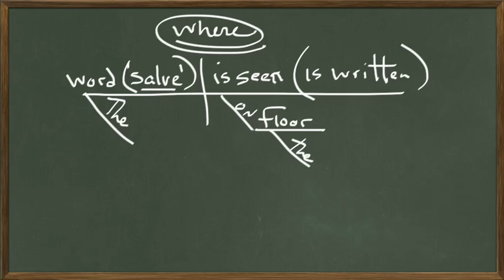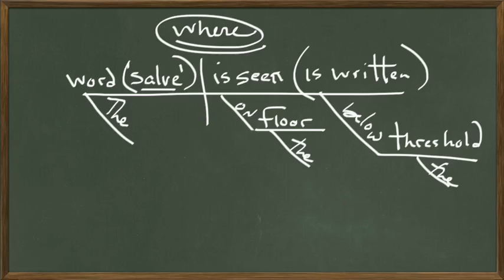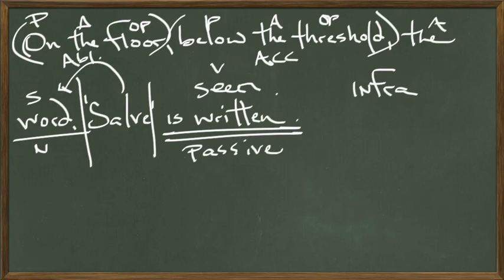On the floor. Where else is it seen? Below the threshold. Seen on the floor below the threshold. Okay, we've now got it diagrammed. The word salve is seen or is written on the floor below the threshold. All that's left is to translate it. So, here we go. The word salve is seen on the floor or on the threshold, but as you remember, in our answer we have on the floor below the threshold. The word salve is written. That's written kind of in Latin word order, and that's what we're going to use over here. So let's go back to it.